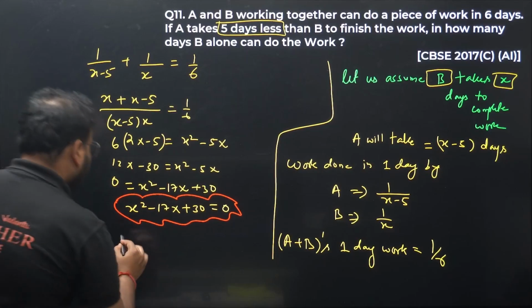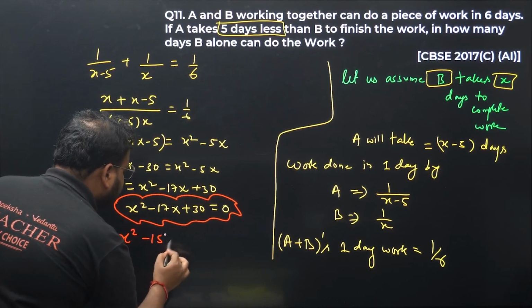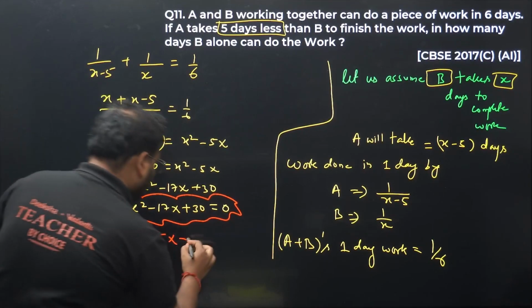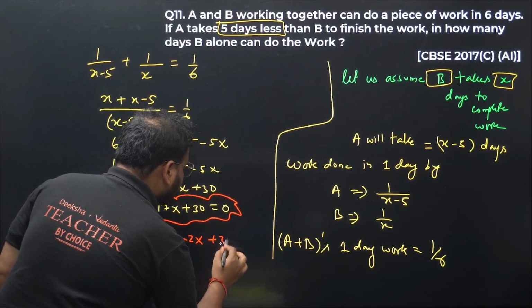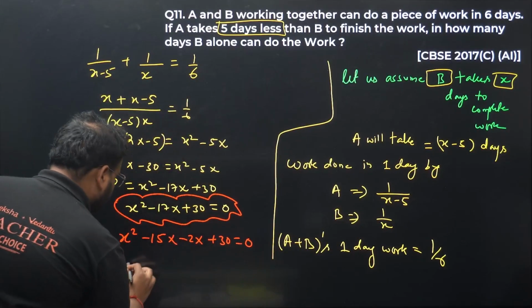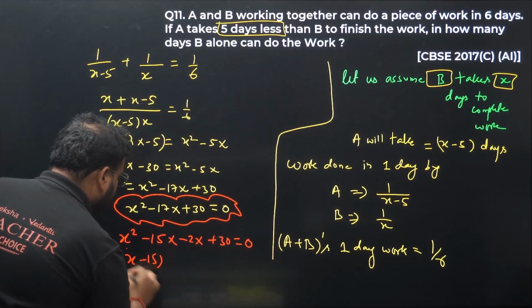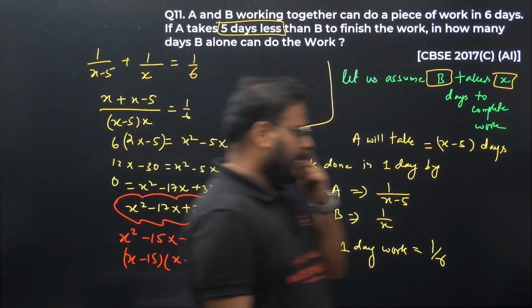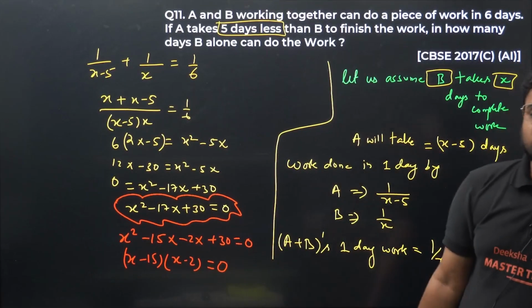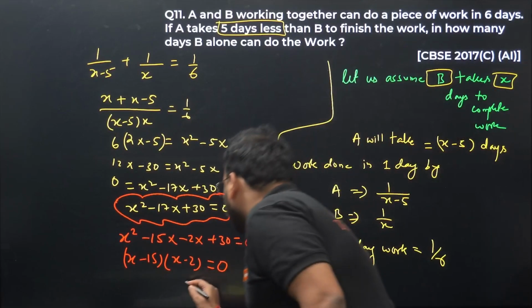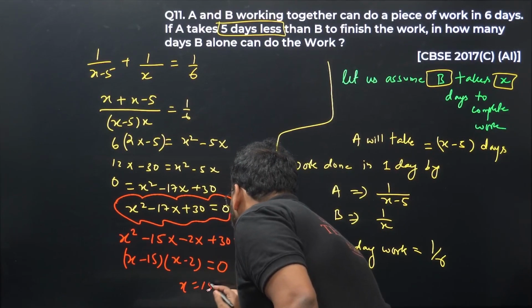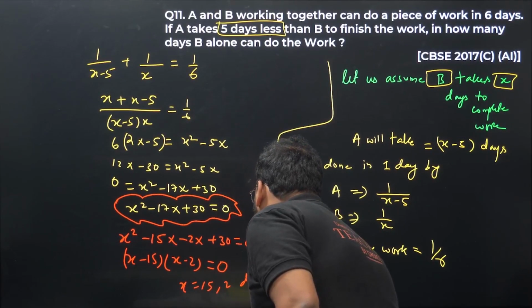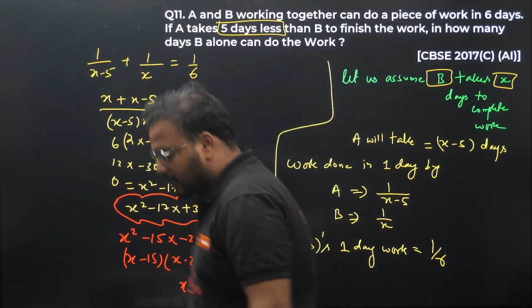You can use over here x square minus 15x minus 2x plus 30 equal to 0. Factors will be x minus 15 and x minus 2. Factorize this, you'll have the answer as x minus 15 and x minus 2 as the factors. It means my values of x is coming as either 15 days or 2 days.